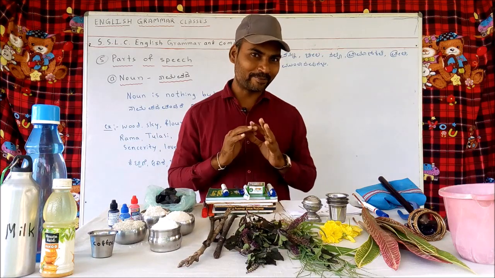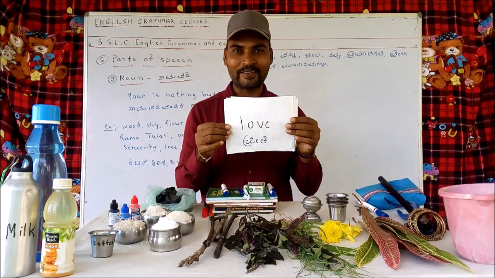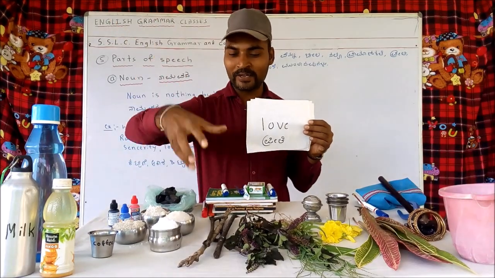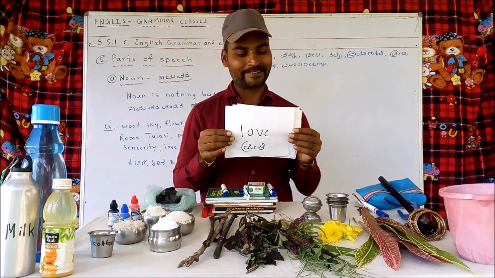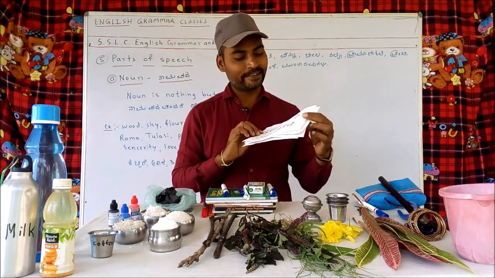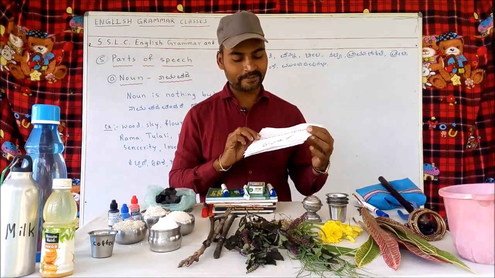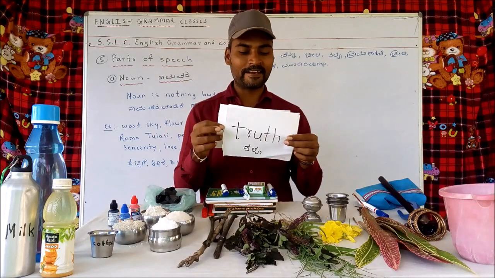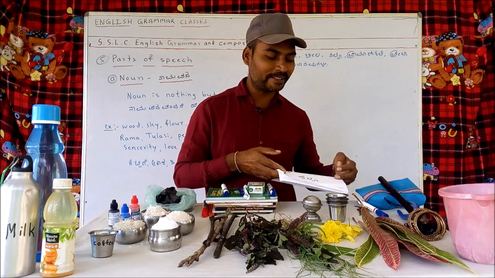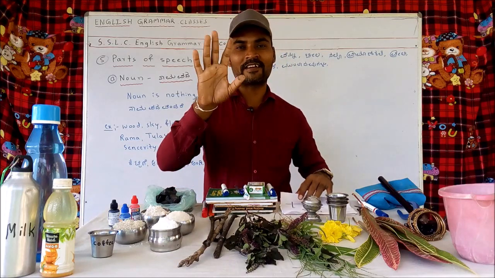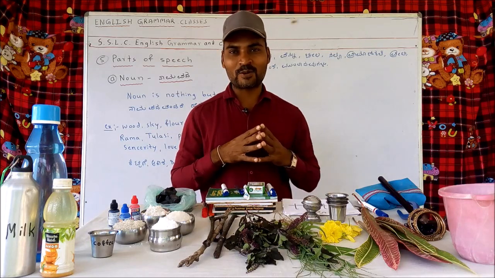They also have names, just like love. Does it have any shape? Can you bring love and keep it here to show in the form of a teaching aid? No. Then we find sincerity, non-violence, and truth. These are also nouns, but we cannot touch them, smell them or taste them. So these are called abstract nouns.